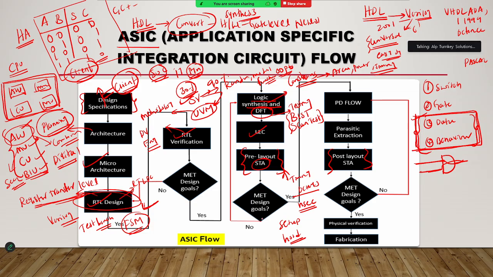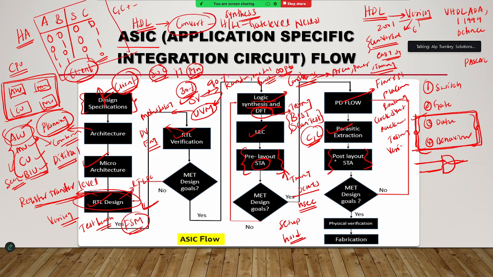And next, if the design is not met, it will go to logic synthesis. If the design is met, again it will go to the PD flow. So PD flow, you are the PD engineers, you will study about floor planning, placement, routing, clock tree synthesis, packaging, testing, verification. So that you will study in the PD. Parasitic extraction means capacitors and inductors extraction, that is parasitic extraction.